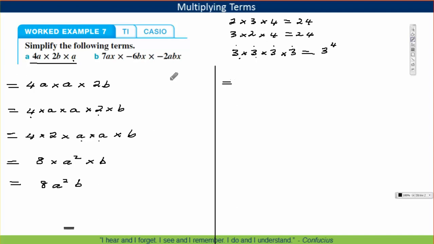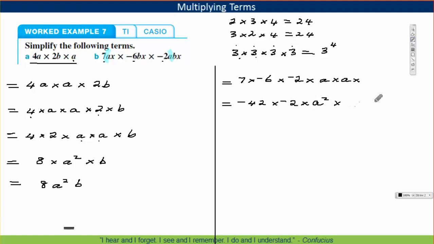Same process. Straight away, there's 3 numbers there, so I'm going to bring them out the front. So I get 7 times negative 6 times negative 2. Then I can see there's an a and there's an a there, so I'm going to bring them out. So write a times a. Hopefully you'll say, oh well, that's a squared. So we can start to simplify here. 7 times 6 is negative 42, and then that's times another negative 2.